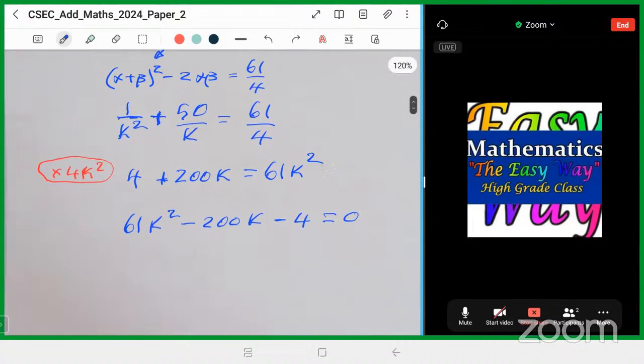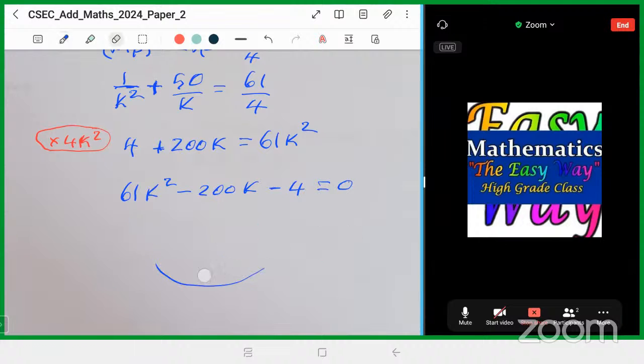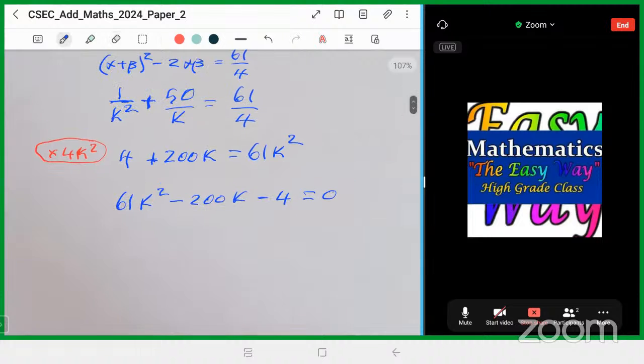Can I test it? 61, 1, 2 and 2. That's not giving me 200. 4 and 1. That's not giving me 200. So let's see. I'll use the quadratic formula. But let me see if what we have here is correct first.